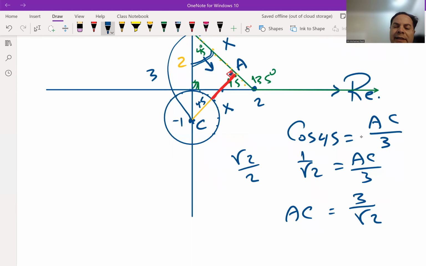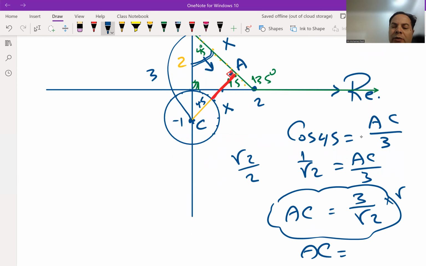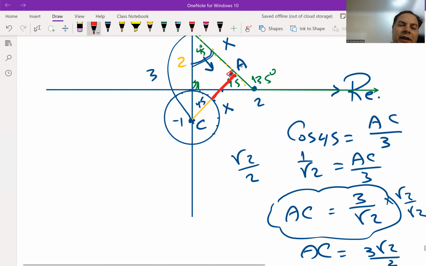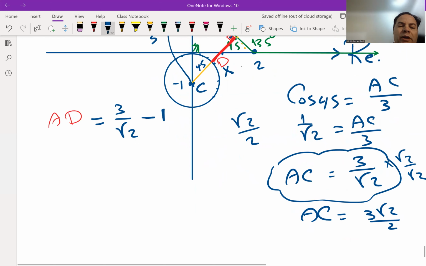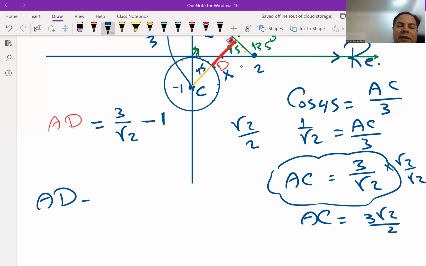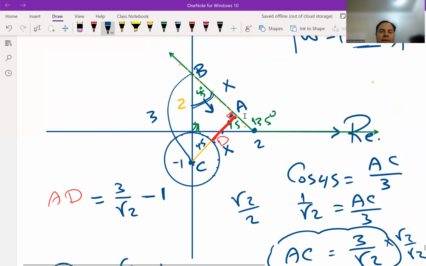You can rationalize it, or you can keep it. If you keep AC like this, it is correct. If you rationalize, multiplying by root 2 over root 2, you write 3 root 2 divided by 2, which is also correct. This is AC, but I need to get the red one. Let's say we name it D. To get the length of AD, it is equal to the side AC, which is 3 over root 2, minus the radius, which is 1, correct? Or if you use rationalizing, AD is equal to 3 root 2 divided by 2 minus 1, which is also correct.